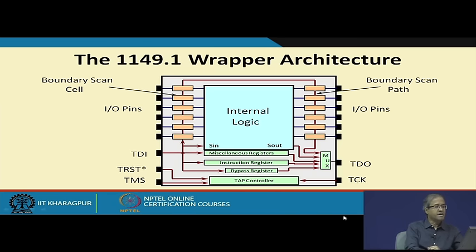So, this is how the wrapper works. Once you design the circuit for a chip, you give a command, and the remaining part can be automatically included with it, and your whole integrated chip, which is now said to be 1149.1 compliant, can become ready. Okay.